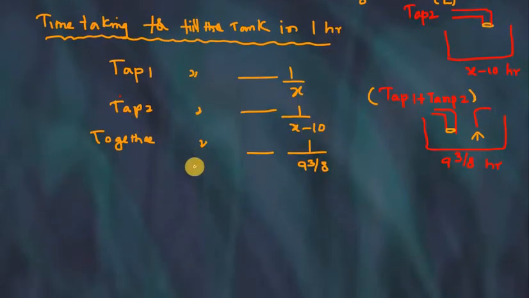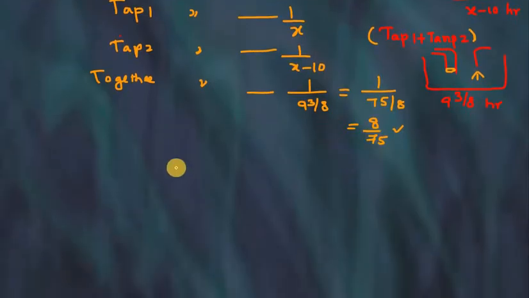So next, let's simplify this. What is the value of 9 3/8? 8 nines are 72, plus 3, that is 75 by 8. So 1 by 75/8 is the reciprocal, 8 by 75. This is the portion both taps fill in 1 hour.